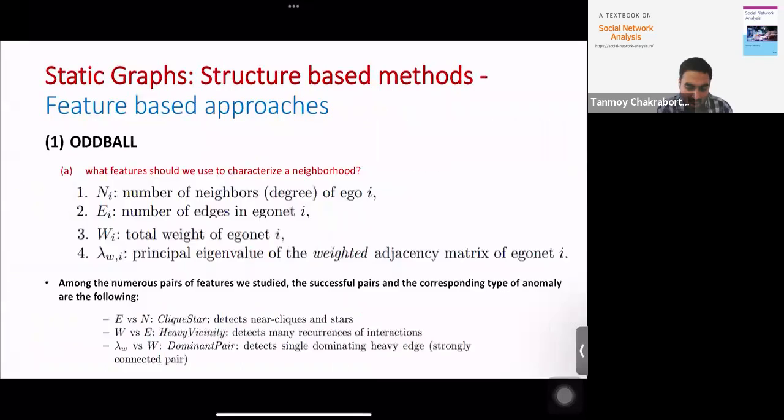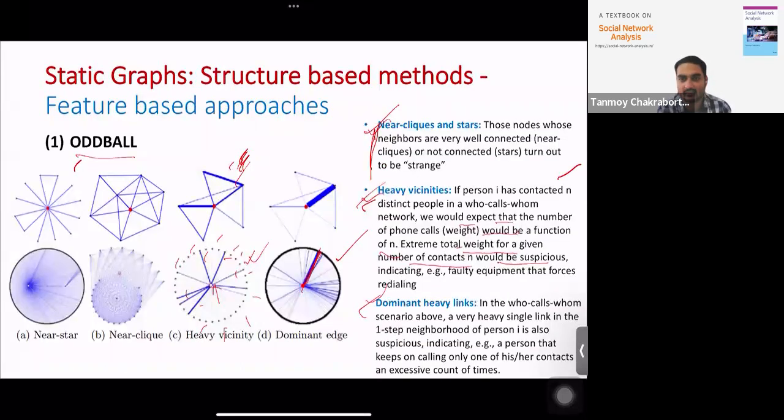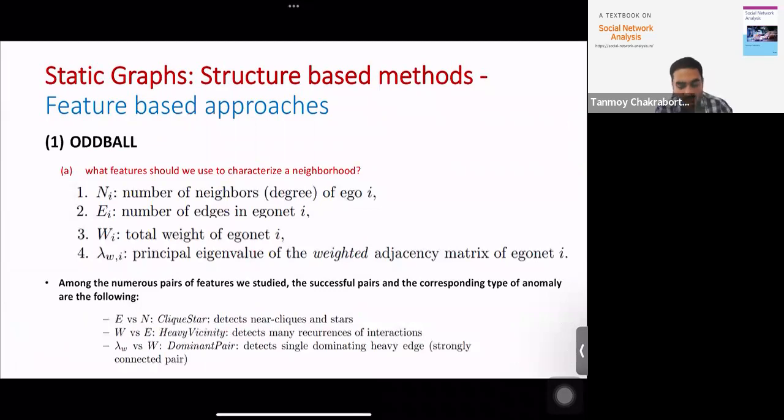So these four types of patterns: cliques, stars, heavy vicinities, and dominant heavy links. These are the patterns that this paper, OddBall, wanted to detect. Now let's look at the features that they have tried out. They tried out multiple features, by the way, but these four features seem to be useful to detect these anomalies.